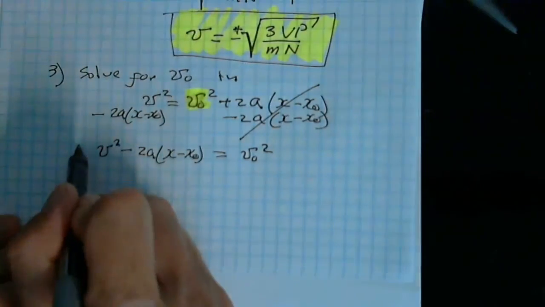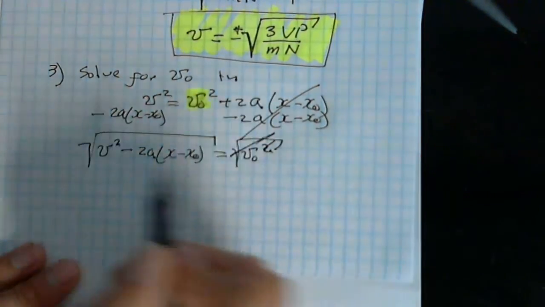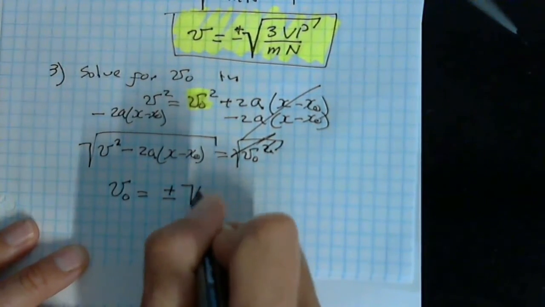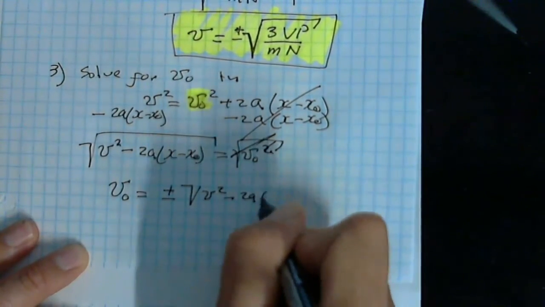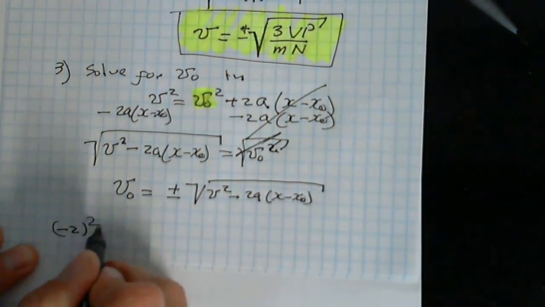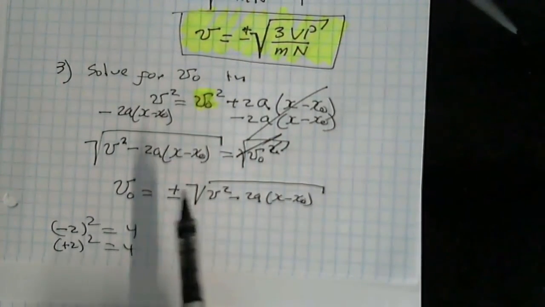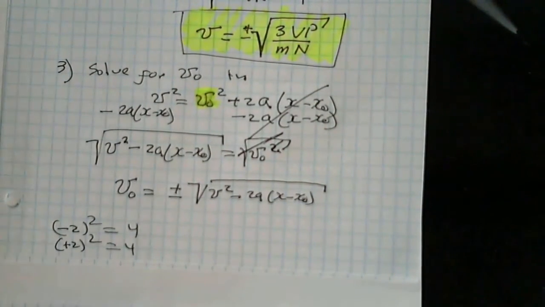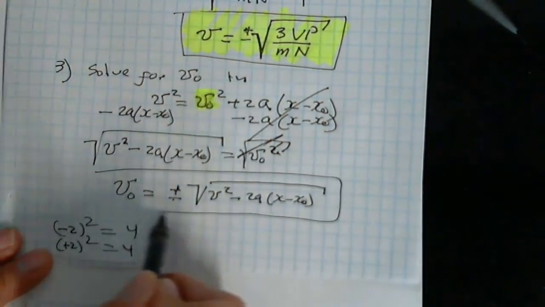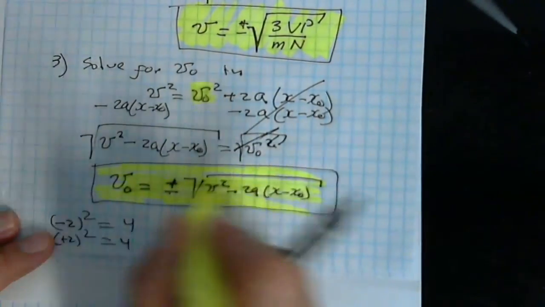And now you take a square root on both sides. But remember that it could be positive or negative, because negative 2 squared is 4 and positive 2 squared is also 4. So anytime you do that step, square rooting on both sides, make sure you put positive negative. And this is the third problem.